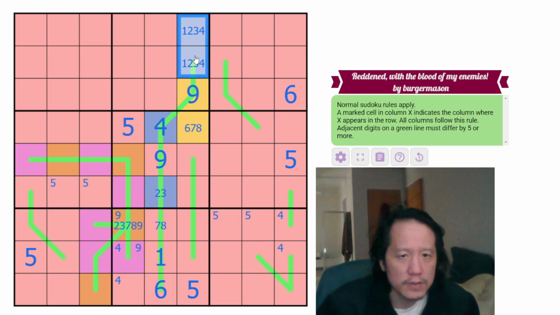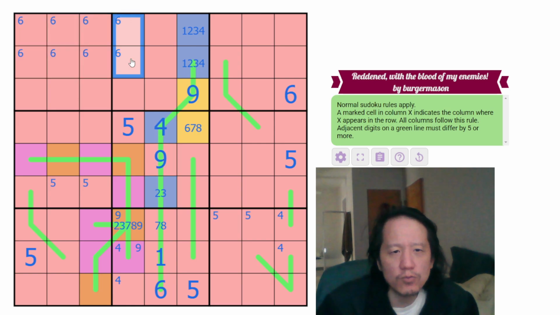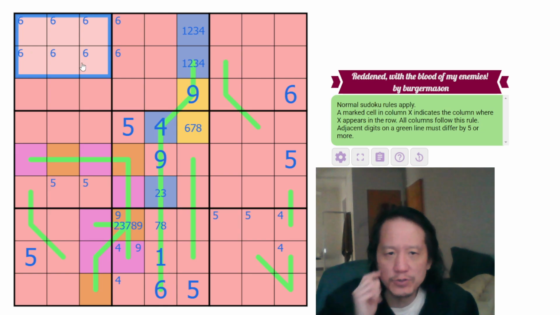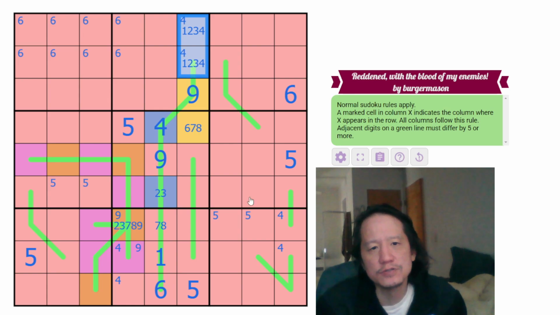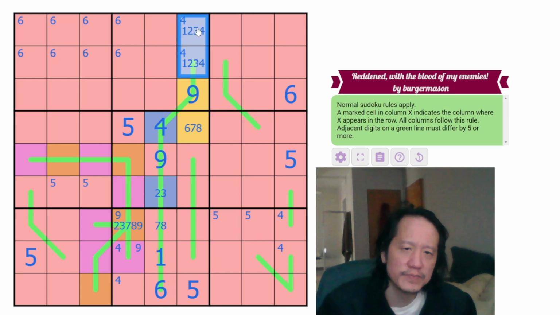That would mean the 6 has to be one of these cells, right? Because of that, we know one of these two cells has to be a 6 here, right? Because it can't be both in box 1, because that would violate normal Sudoku rules. Therefore, we know a 4 has to be one of these two cells. Actually, we knew that already, but yeah. So therefore, 6 has to be here in box 2, which eliminates 6 from the rest of the box.